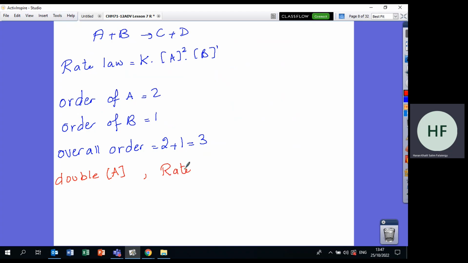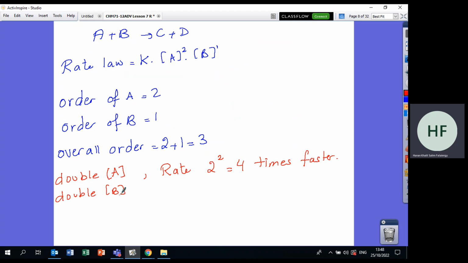Of course the rate will be faster, but the rate will not double like A. What will you do in this question? Double means 2. I will go to the rule and put 2 instead of A, and here there is a power of 2. 2 power 2 equals 4. So I will say the reaction will be 4 times faster. Another question: what will happen if we double B?